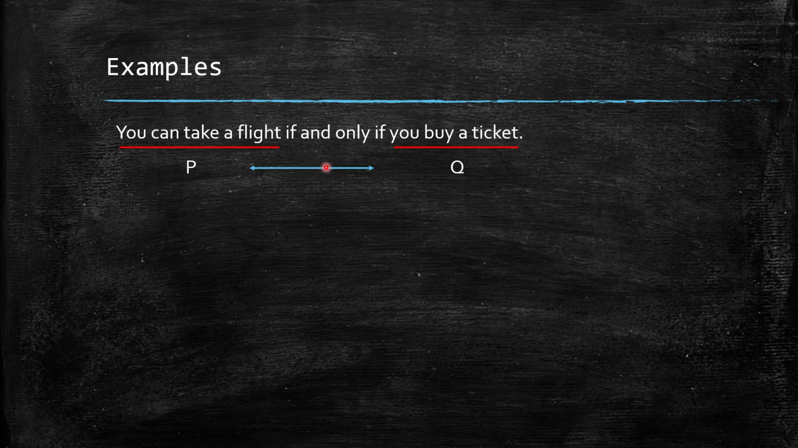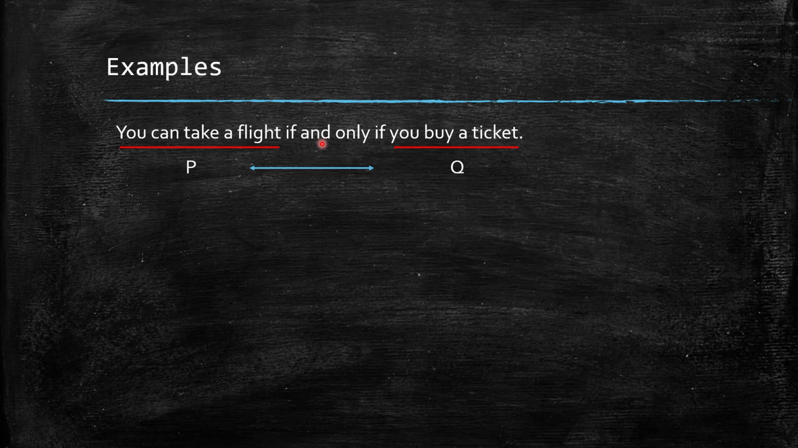Now why is it biconditional? Because if you want to take a flight, you need to buy a ticket, right? And if you can't buy a ticket, you cannot take a flight, right? So that's why it is a biconditional statement. Now in our natural language, sometimes when we speak about biconditionals, we do not mention if and only if explicitly. We generally mention it implicitly. We just mention the if part, and the other part, when Q implies P, we generally assume, as if we have already conveyed it.